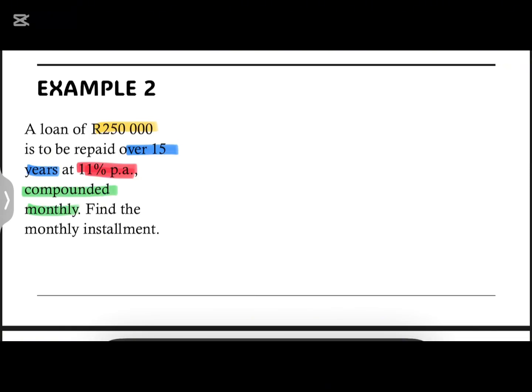So we want to know how much this person is going to pay for the period of 15 years, a monthly installment. So now what do you have in this case? You have 250,000, which is the value of P, and then you have the period, which is N, the number of payments, that you're going to multiply by 12 because it's compounded monthly.